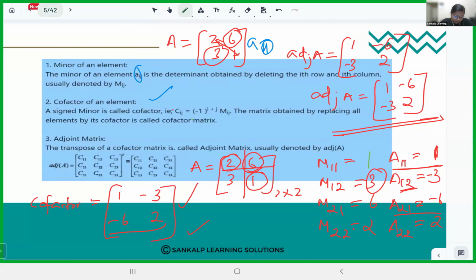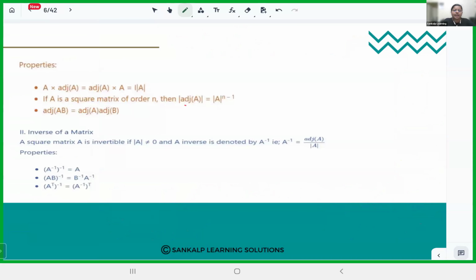Now we are moving on to the other important concept. This is a very important property: A into adj A is equal to adj A into A is equal to I into determinant of A. All right, so this is given in a theorem. This is an important property in order to solve certain MCQ questions. All right, so that is important. Similarly, this one is also important: determinant of adj A is equal to determinant of A raised to n minus 1.